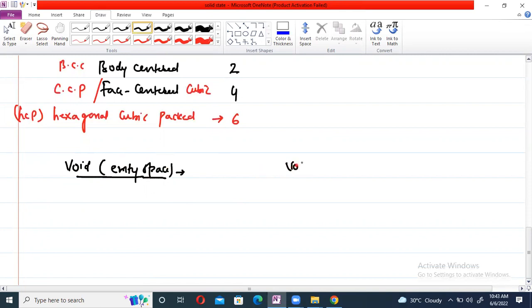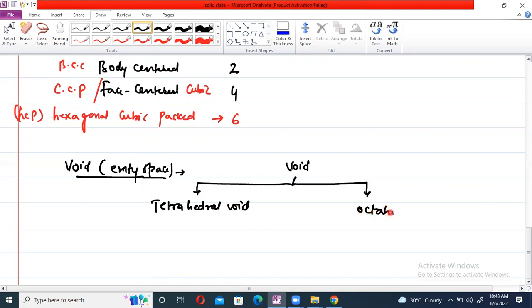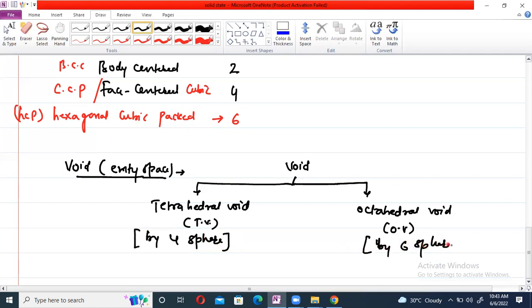But there are two types of voids we are having. One is called a tetrahedral void and one is called an octahedral void. Tetrahedral void is denoted as TV, and octahedral void as OV. A tetrahedral void is formed by 4 spheres and an octahedral void is formed by 6 spheres, right?